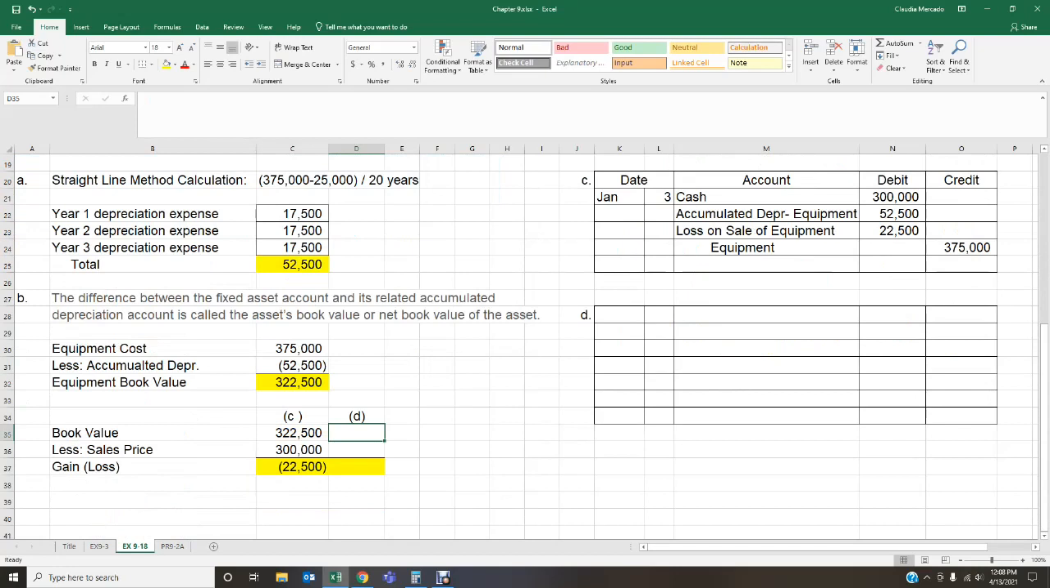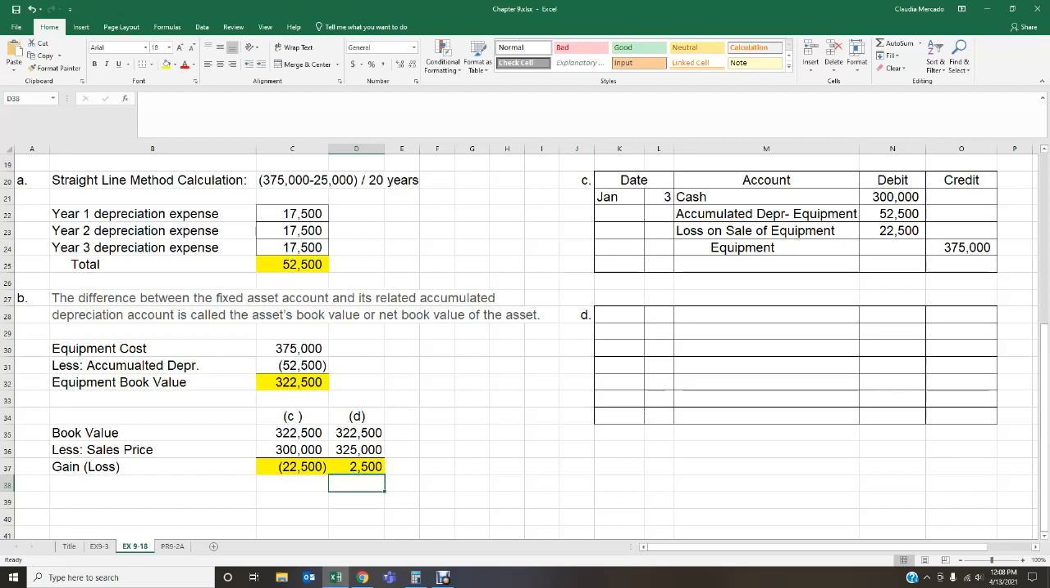So we always start off with the book value. The book value will be $322,500. I'm selling it for $325,000. So now it's going to be your sales price minus your book value. In this case, my number is a positive. I've got a profit, a gain of $2,500. So in this particular scenario, I made some money. I sold it for more than we had it in our books for.